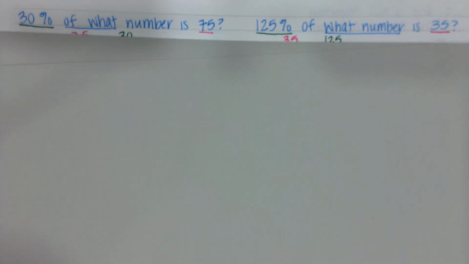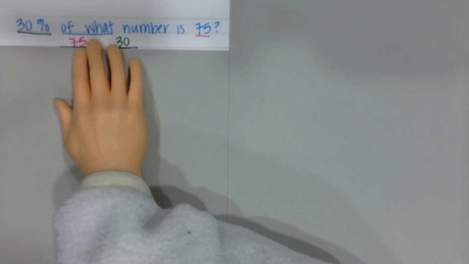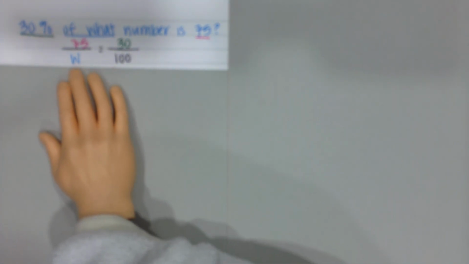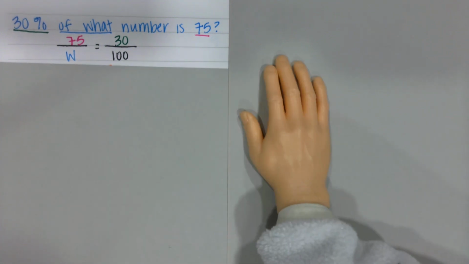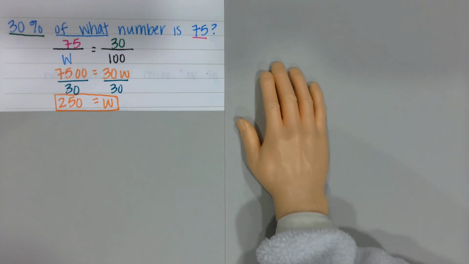Here we have 30% of what number is 75. So this time I know the percent. I do not know the whole, but I do know the part. So plugging those in, if it says of what, that is the whole. So when I plug those in, and then I would cross multiply and solve for W to get 250. So 30% of 250 is 75.